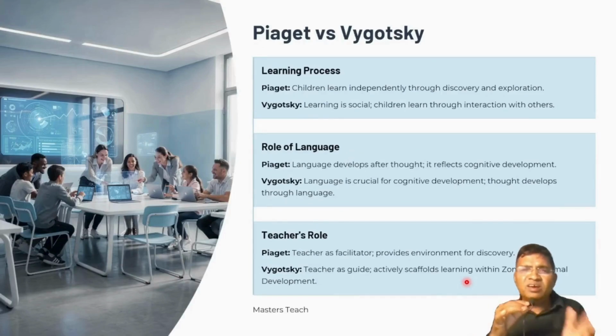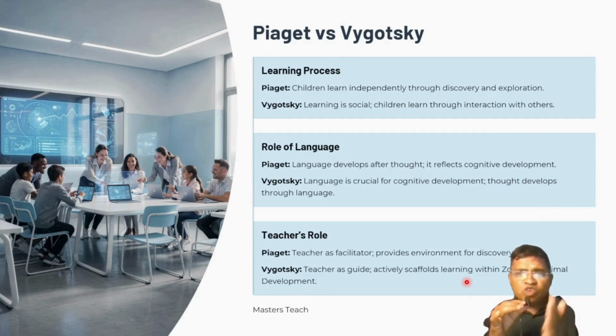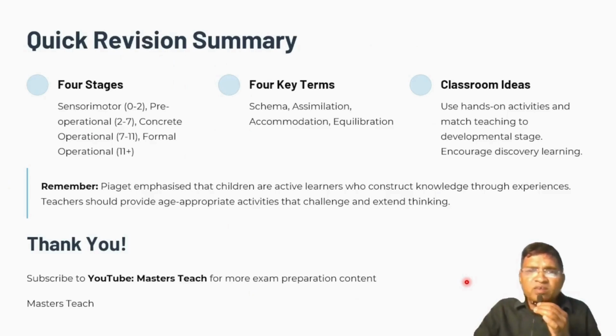Now Piaget versus Vygotsky. For Piaget, children learn independently through discovery and exploration, whereas for Vygotsky, children learn socially, through interaction with others. On the role of language, Piaget says language reflects cognitive development. Vygotsky says language is crucial for cognitive development, so thought develops through language. On the teacher's role, Piaget says the teacher is a facilitator who provides the environment for discovery, and Vygotsky says the teacher is a guide, actively scaffolding learning within the zone of proximal development.